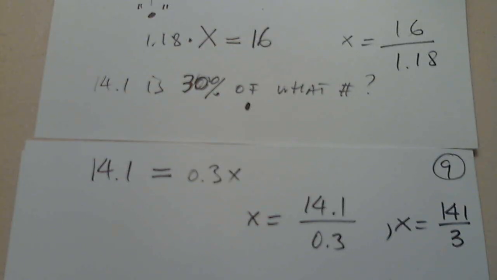Okay. So it tells you step by step what you have to write. Is will be the equal symbol. Of will be multiplication. Just multiplication times x. Okay.